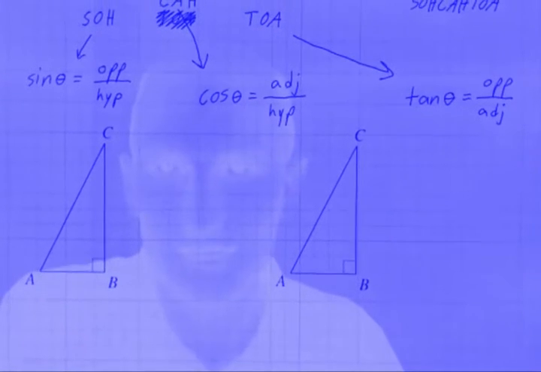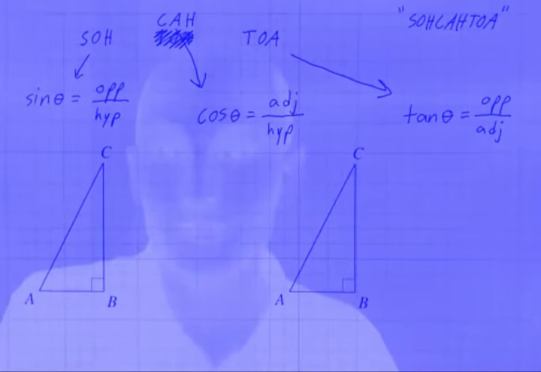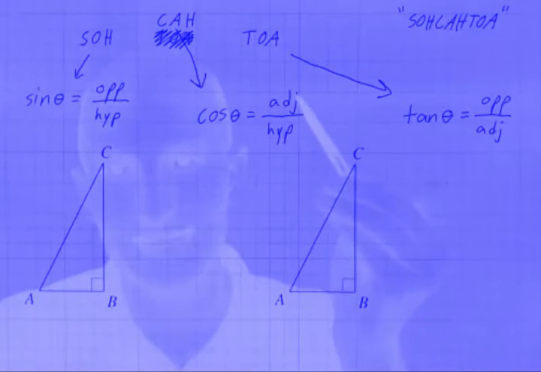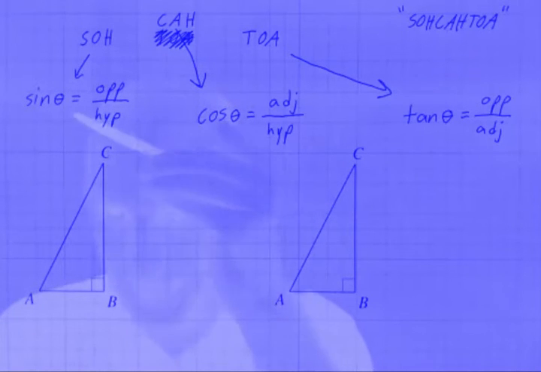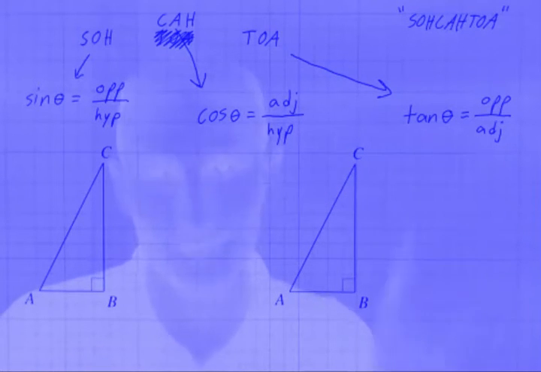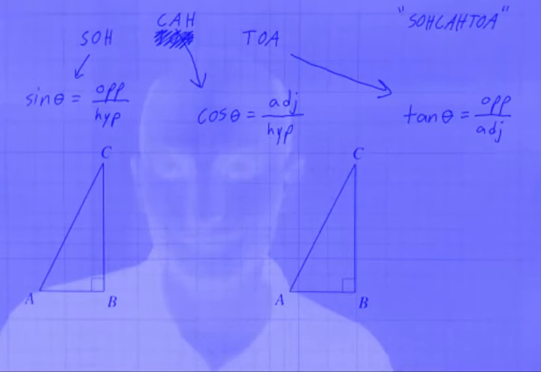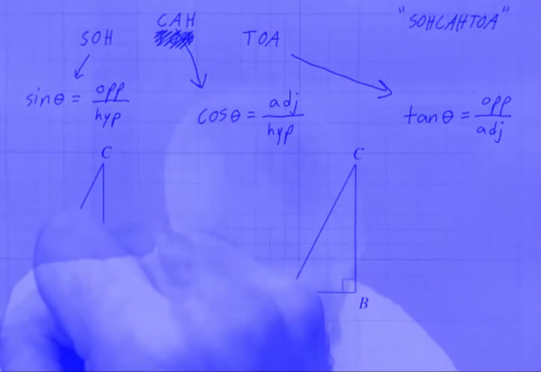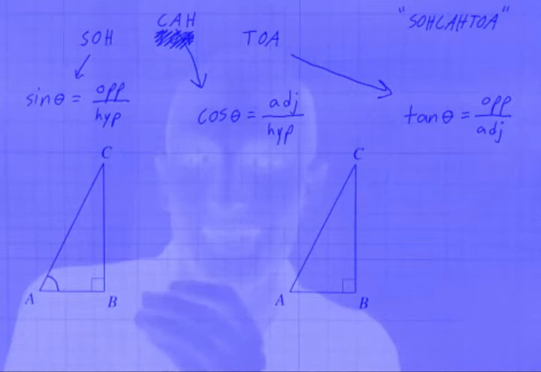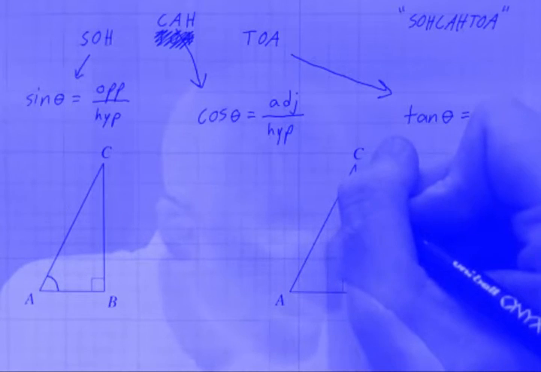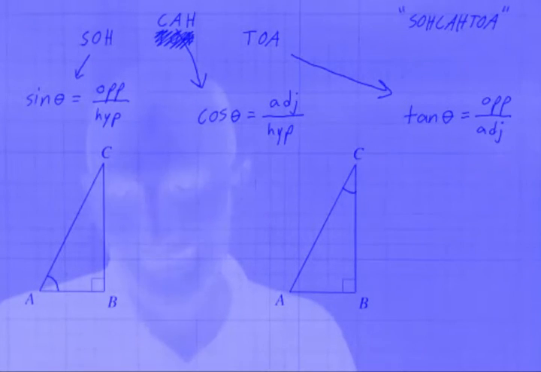Okay, so now let's talk about how to identify which side is opposite, which side is hypotenuse, and which side is adjacent, okay? And when you see this line, opposite over hypotenuse, that is division. Okay? So for this first triangle, we're going to use angle A as the reference angle, okay? And it's very important that we remember that A is the reference angle. And then for the second example, we're going to say that C is the reference angle, okay?